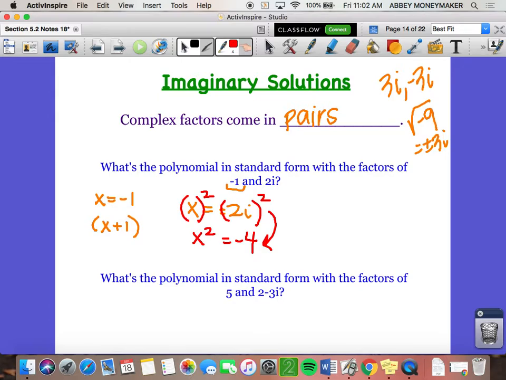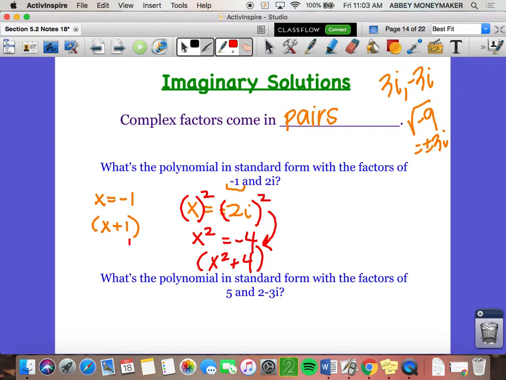You need me to say that one more time? In order to get rid of the i, square both sides, because i squared is negative 1. Do you understand that you have to square the 2 as well? Okay, perfect. What do I need to do with that 4 to get it in this form? Just add it over. So that factor would be x squared plus 4.